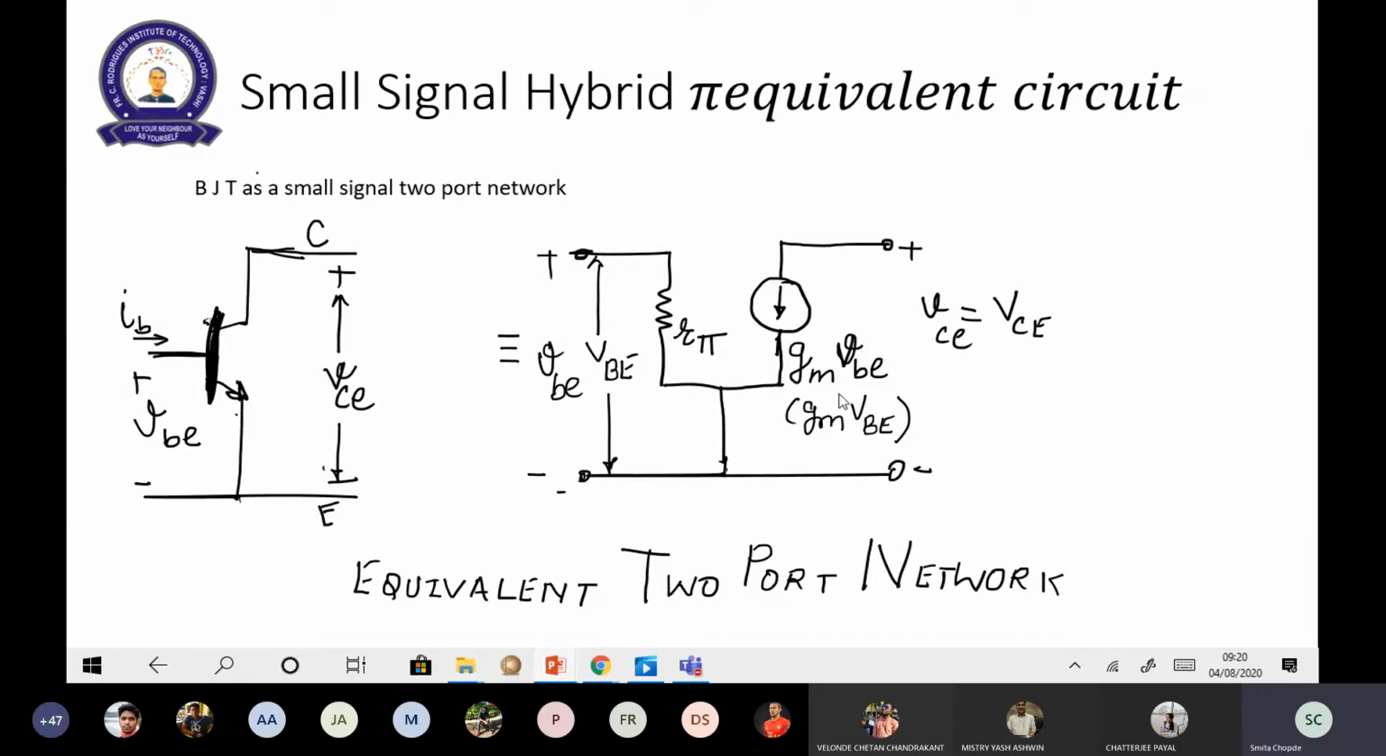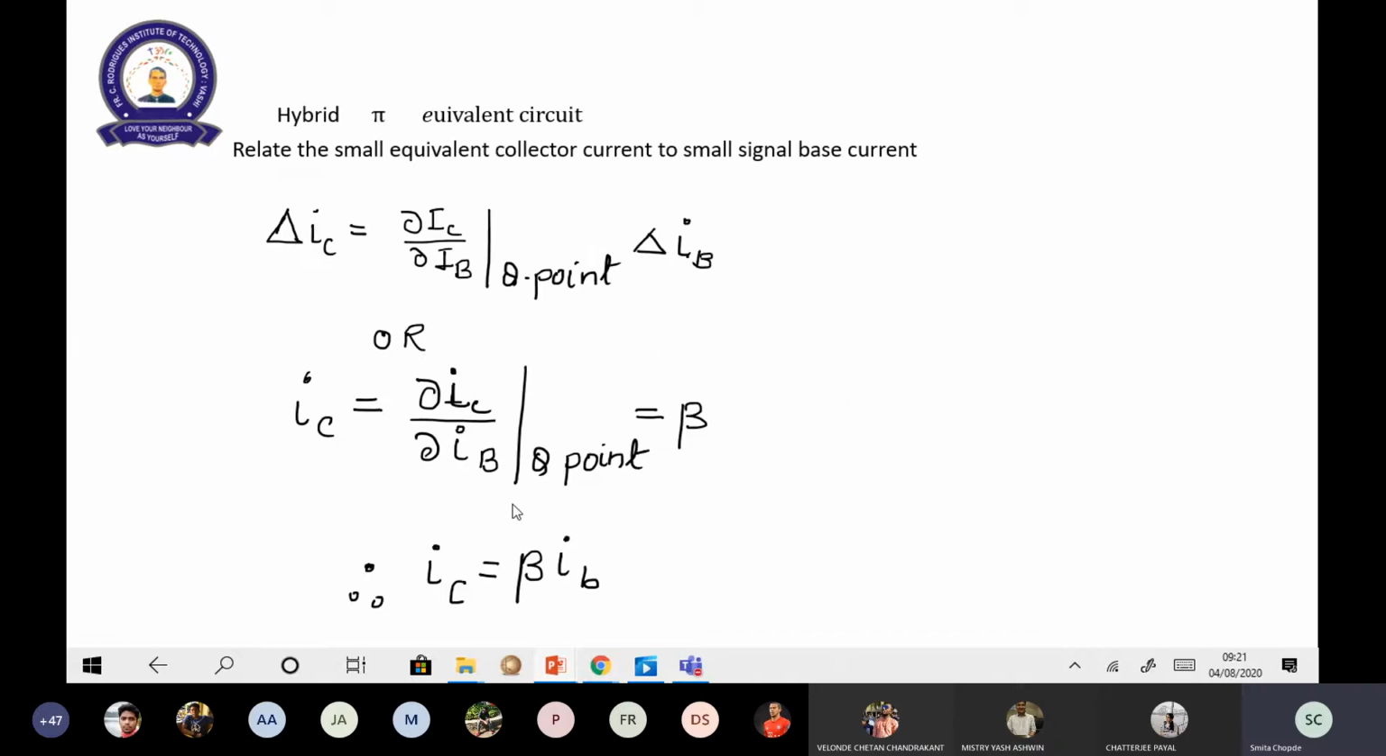Now this gm VBE, this is a current source flowing from collector to emitter terminal. This is collector, the left side of the diagram, second diagram, represents your base, right side represents your collector, and this is your common emitter. Fine. Okay, so hybrid pi equivalent circuit, how to relate these parameters now, how to define your output current and input current.